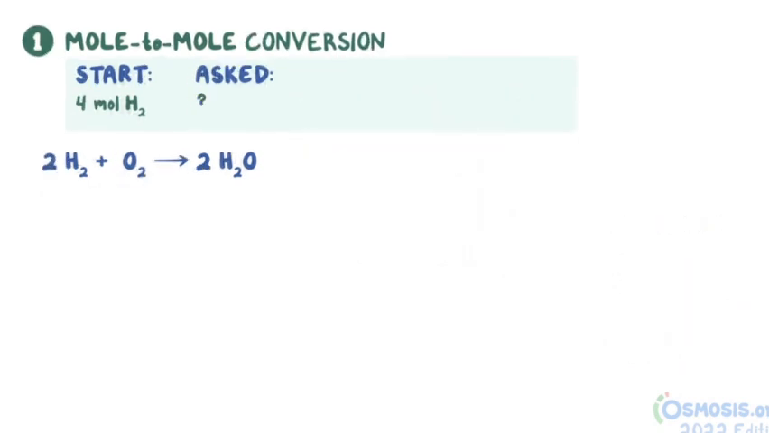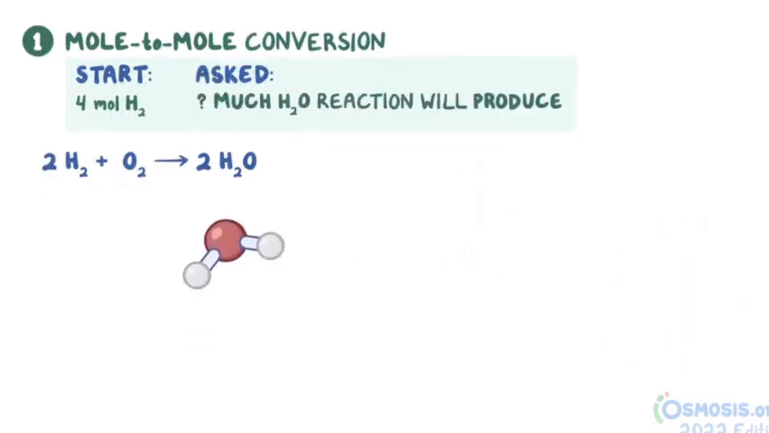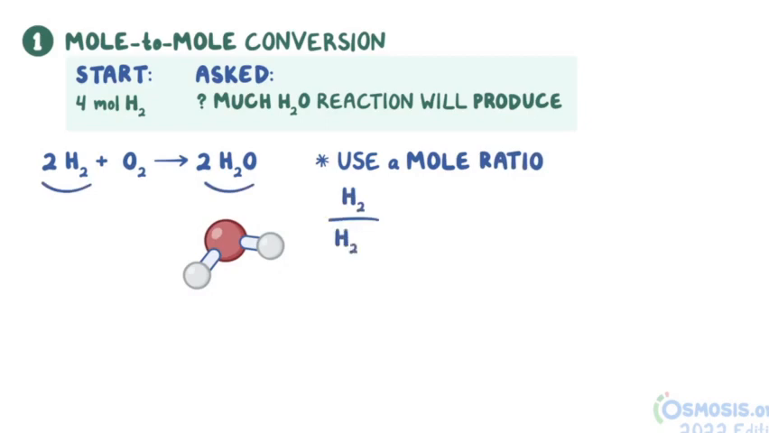Now, we want to know how much water our reaction will produce. To find this, we once again need to use a mole ratio. This time, however, we want to find the ratio of our reactant hydrogen to our product water. Looking at the coefficients of the balanced chemical reaction, there is a 2 to 2 mole ratio of hydrogen to water. Therefore, we put a 2 in the numerator for hydrogen, as well as a 2 in the denominator for water. So we get H2 over H2O equals 2 over 2.